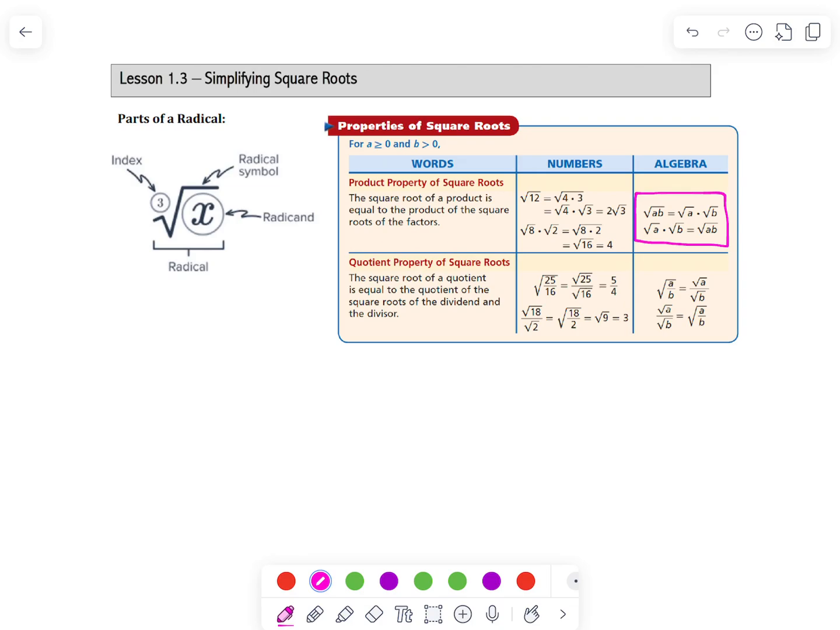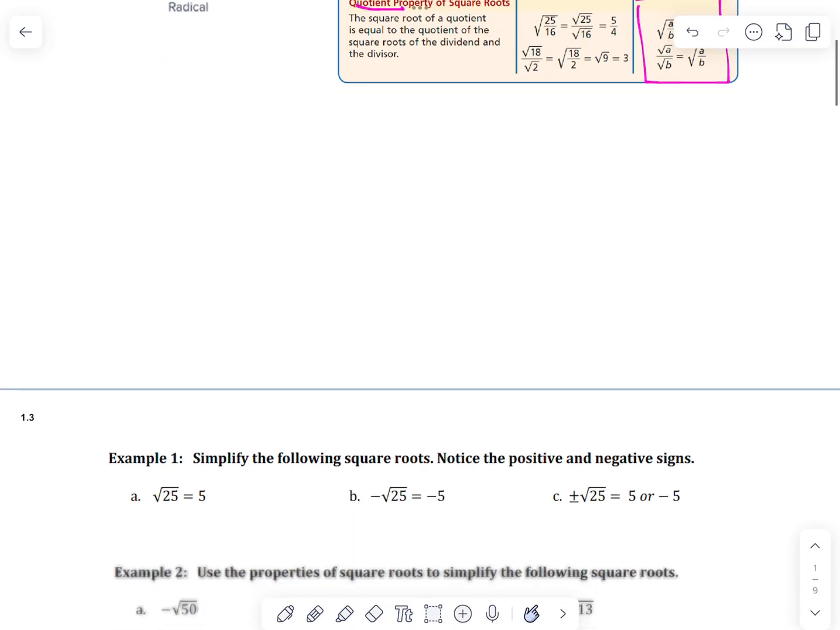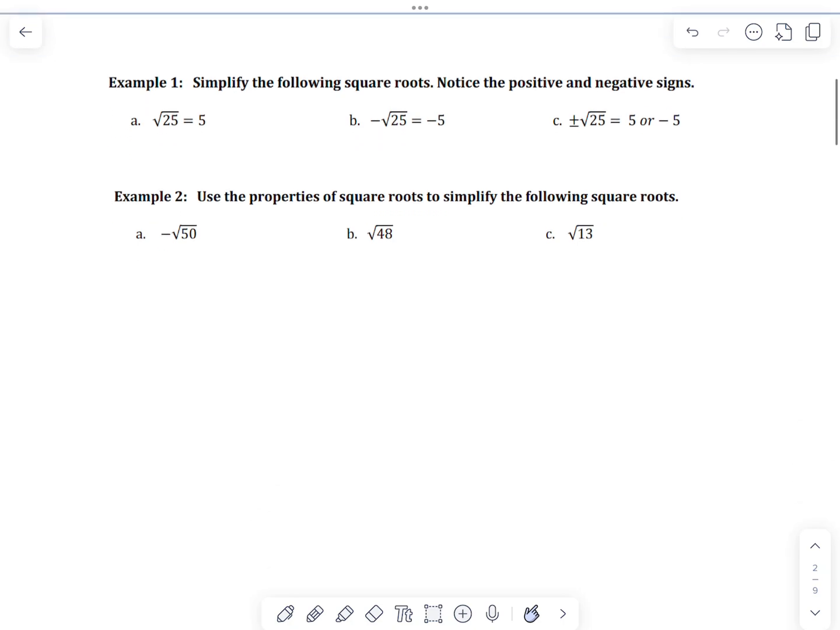Quotient property, again, the example, the square root of 25/16, you can break that apart and then get 2 perfect squares or combine them back together. So here are 2 properties called the product and the quotient of square roots. Let's go ahead and do some examples.